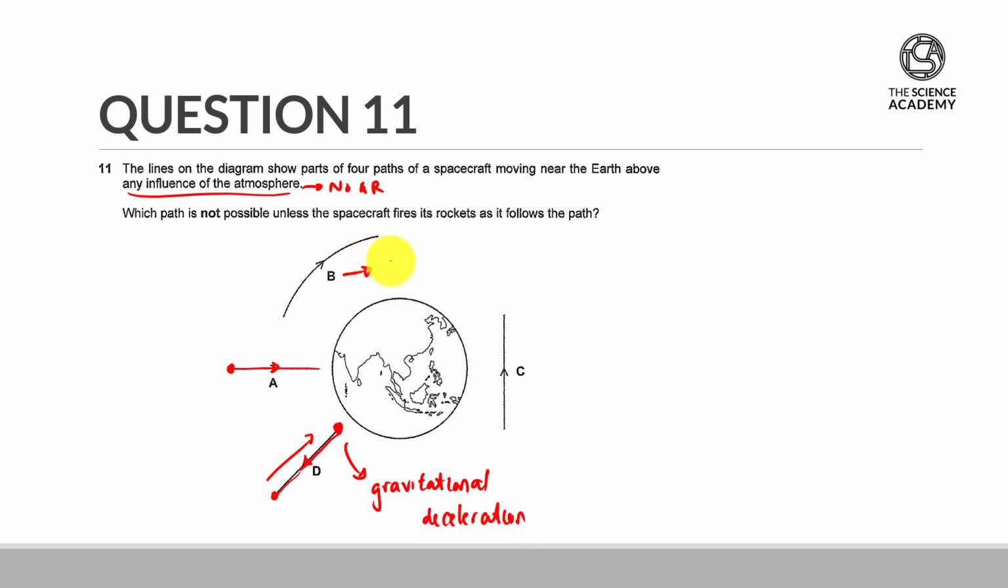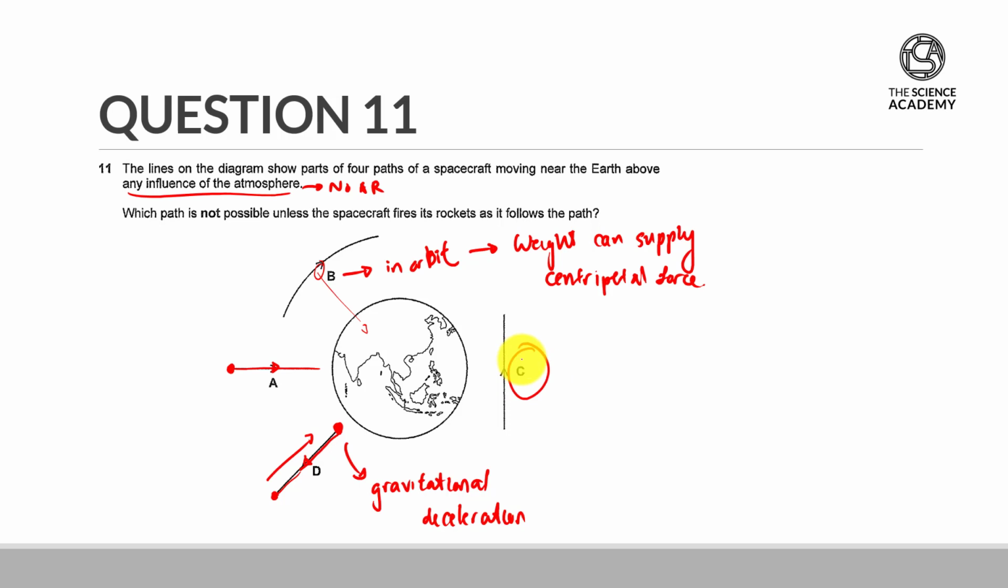For option B, this simply reflects a spacecraft that could be in orbit. And when the spacecraft is in orbit, we know that the weight can supply the centripetal force. And since the weight is exerting all the force, we do not need any additional forces to keep this guy in orbit. So the odd one out and our answer is going to be option C.